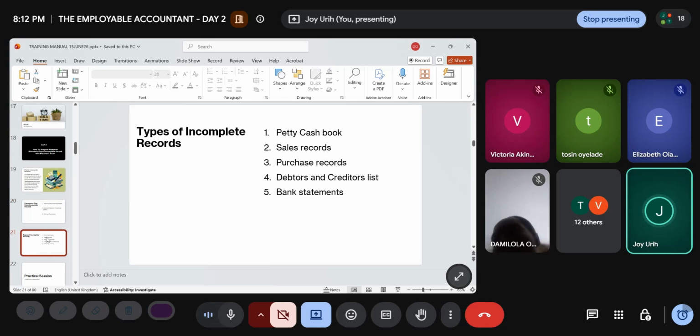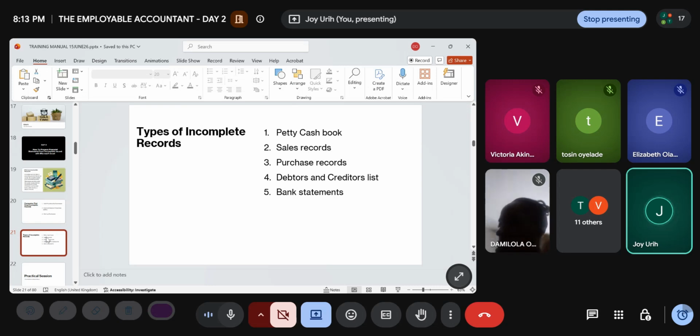We have been talking about incomplete records. What are the types of incomplete records we have? We have the petty cash book. Majority of those small companies keep a petty cash book. They just record their expenses, what they spend on a daily basis. We have sales records. Some also keep sales records, recording every sale that comes in on a daily basis. Some also keep purchase records. But all of these records don't pass through the double entry principle or system. Some keep their debtors and creditors list, the trade receivables and trade payables.